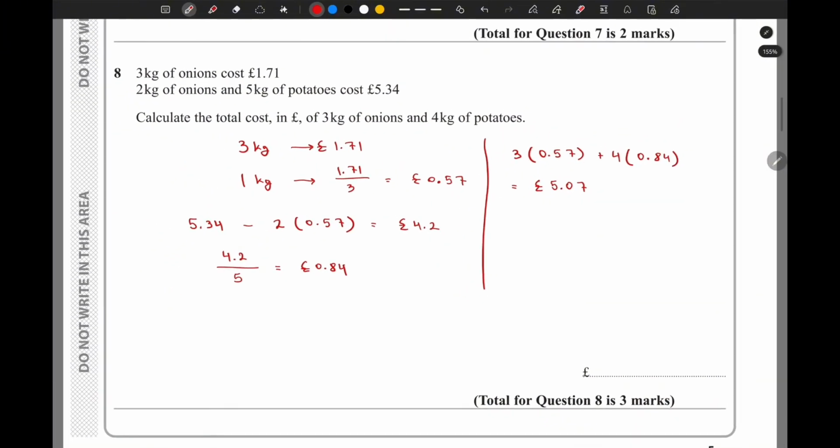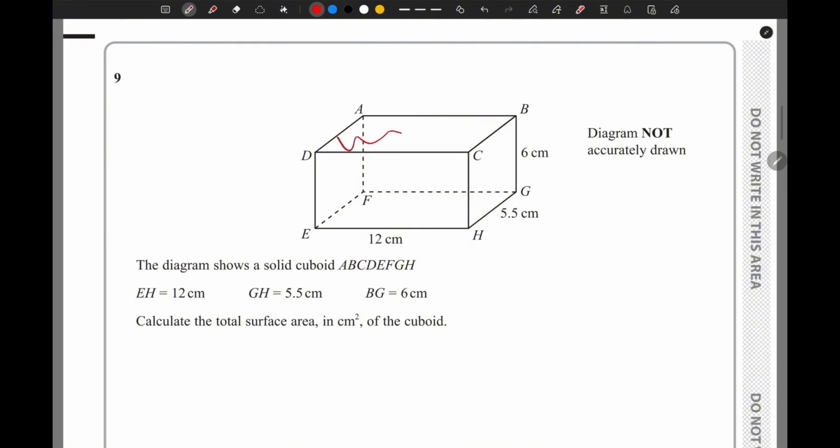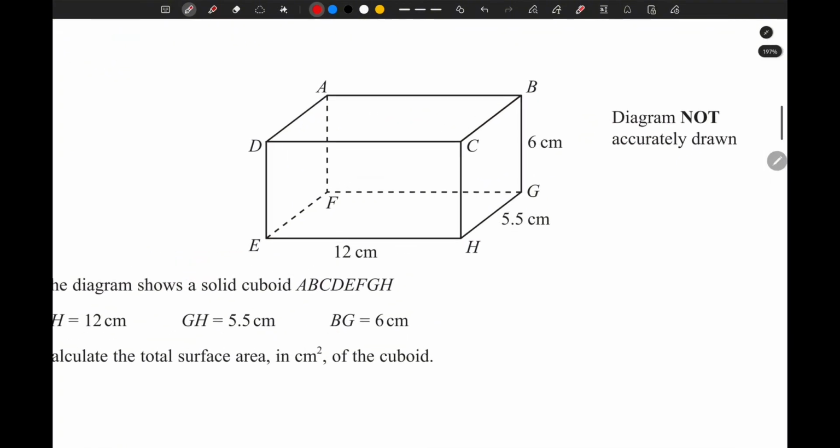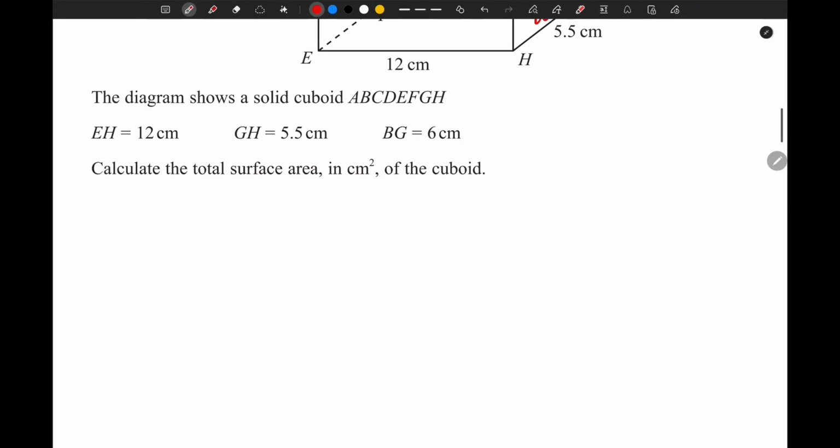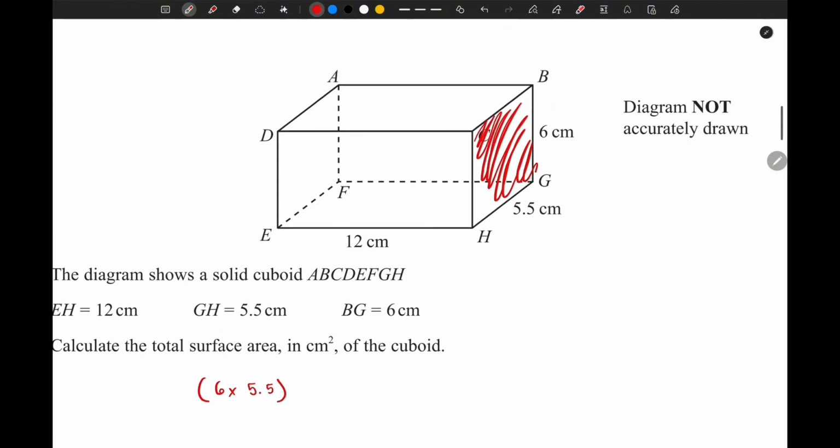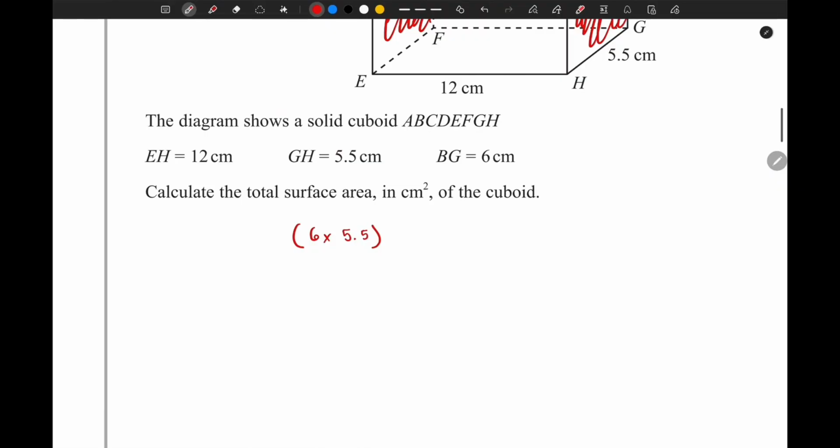Now in the next question, they have given us a cuboid. Now we just need to calculate the total surface area of this cuboid. This is a solid cuboid, which means we also have to count the upper part of the cuboid. So let's first calculate the surface area of this rectangle. So this is 6 times 5.5. Now there's an identical rectangle on the opposite side. So this will be multiplied by 2.